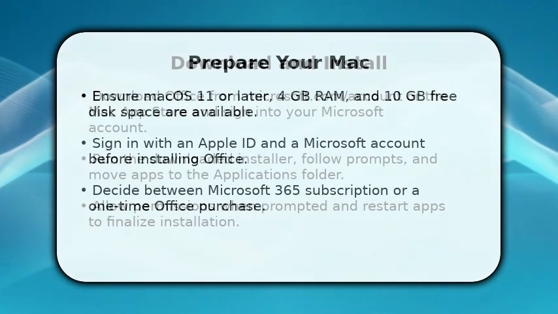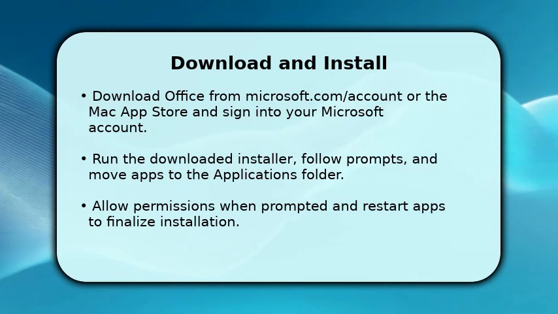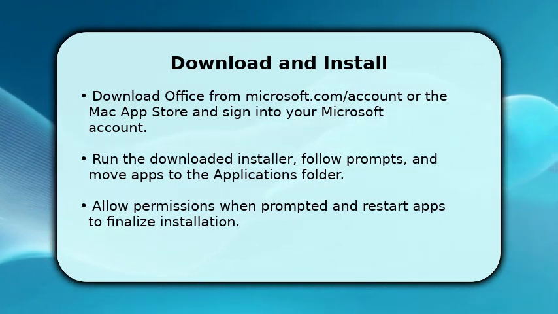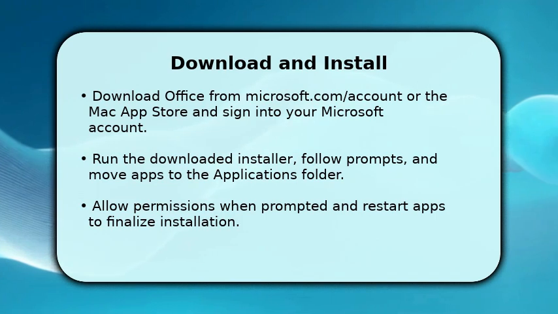Choose Microsoft 365 or your purchased Office product and click Install to download the installer. The installer file will appear in Downloads and is typically about 1 GB in size. Double-click the installer and follow the on-screen prompts to complete installation.